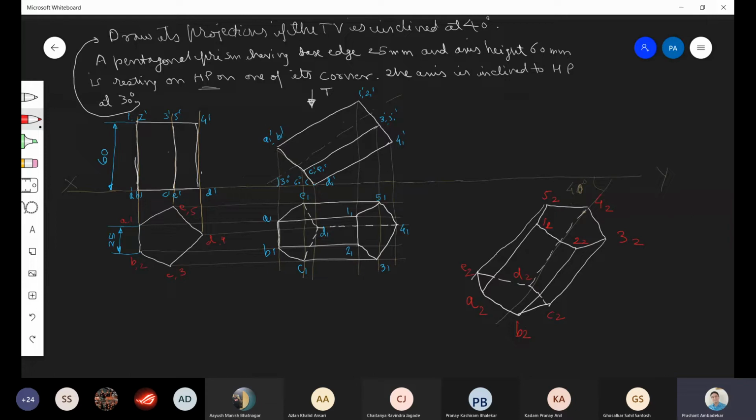Have you understood this? Yes, sir. Okay, so this is very easy. This is just replicated here. Okay, but I rotated. Now this has to be drawn here in the front view.